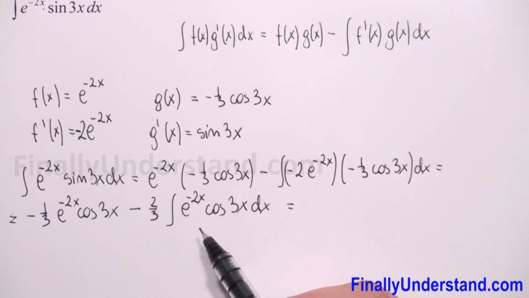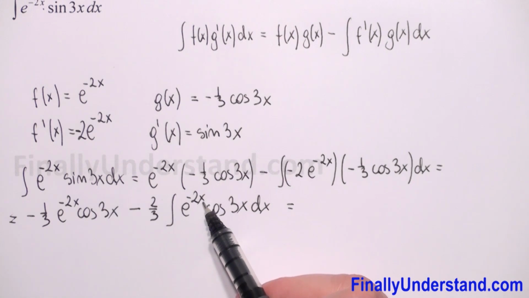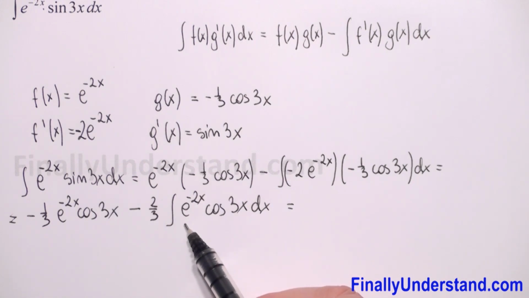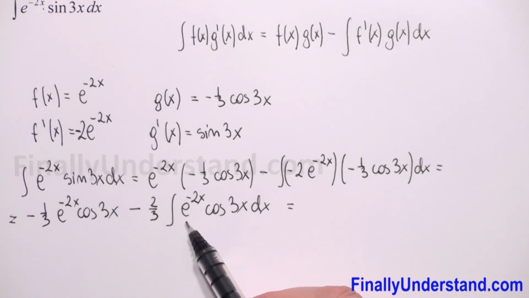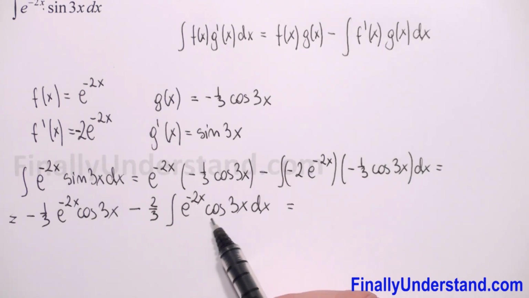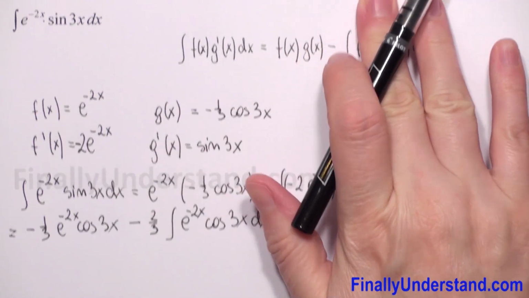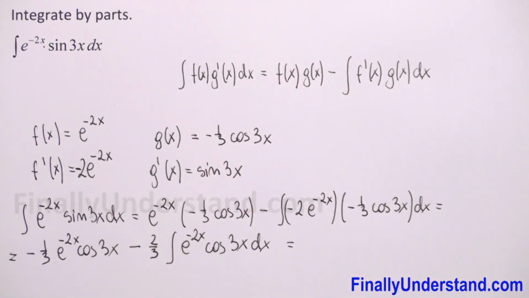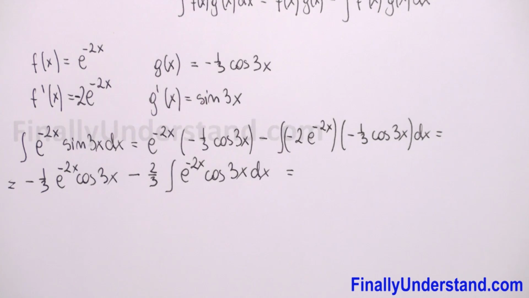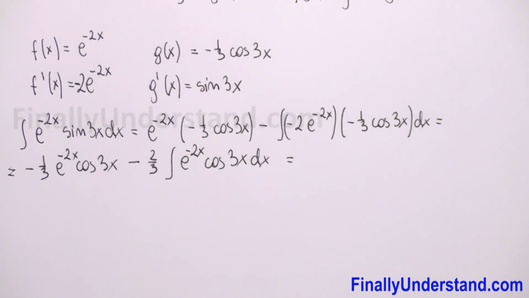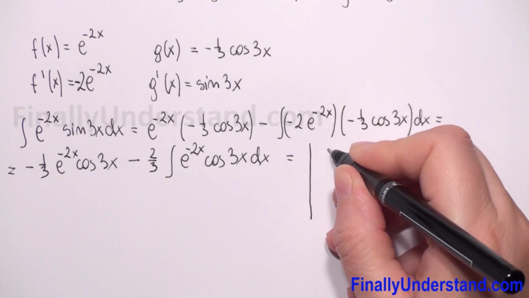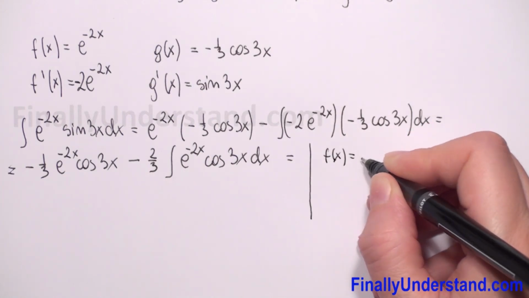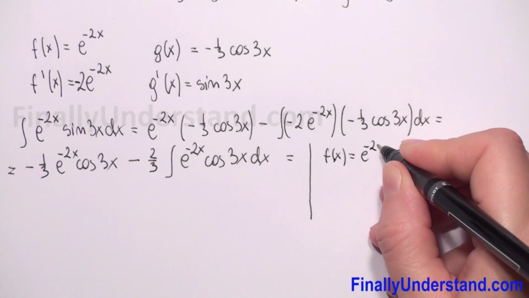We see that we still have the integral of e to power negative 2x. We cannot change this. When we take the derivative of e to power negative 2x, we still have the same function, nothing reduced. And we change sign. At the beginning we had sine, now we have cosine. Let's do integration by parts one more time.